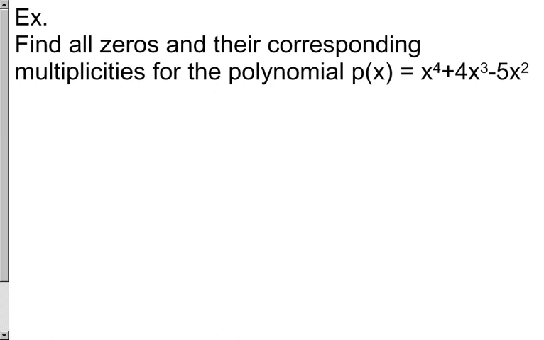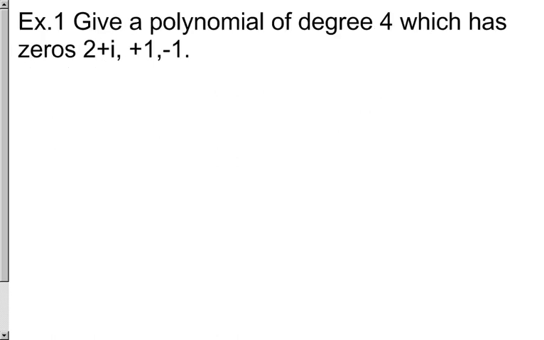Just don't do this. Watch. Find the zeros. What kind of question is that? What would you do first? Factor out x squared. That means x equals 0 will be one of the solutions with a multiplicity of 2. The rest, the quadratic, comes out to be real solutions, each with multiplicity of 1.